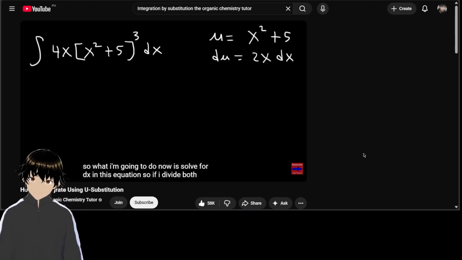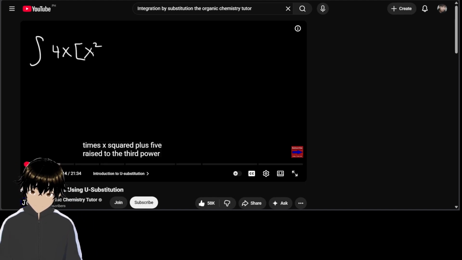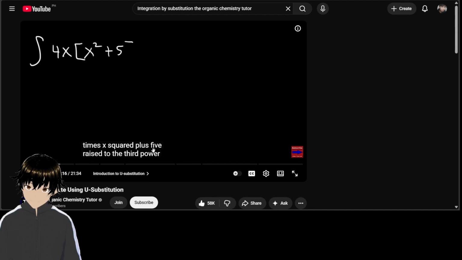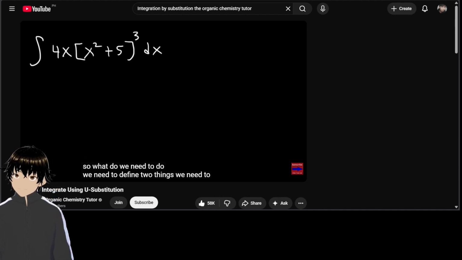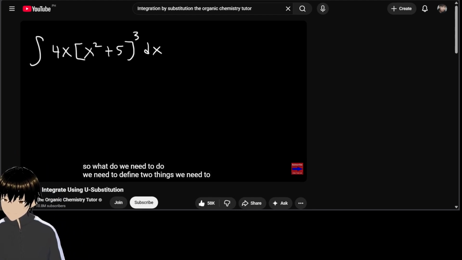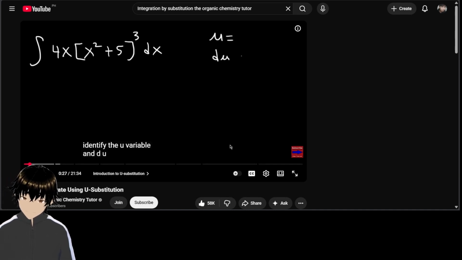So what I'm going to do now is solve for dx in this equation. In this video, x squared plus 5 raised to the third power. To replay that, what do we need to do? We need to define two things. We need to identify the u variable and du.